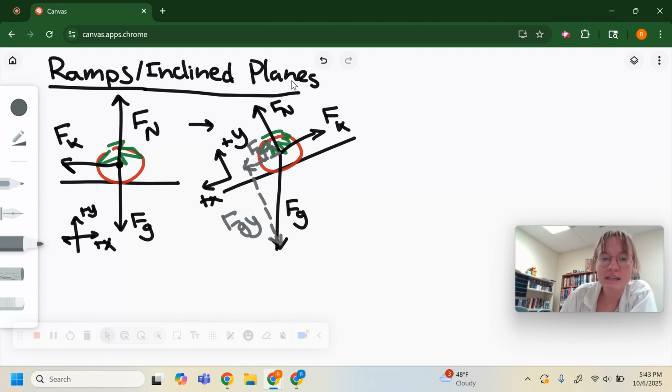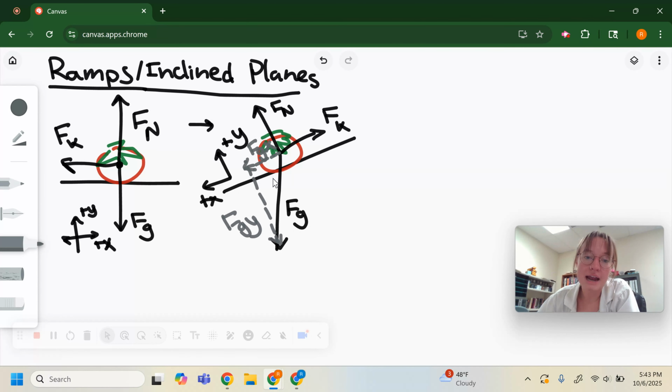It's because your weight has a component that is parallel to the ramp, or parallel to the slope or the inclined plane. There's also a component of your weight that is perpendicular to the inclined plane. We call this one Fgx and we call this one Fgy. This one pulls the tomato down the ramp and this one keeps the tomato on the ramp so that it doesn't float off of the ramp.